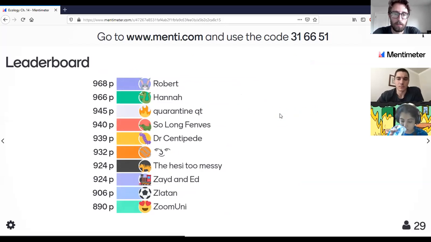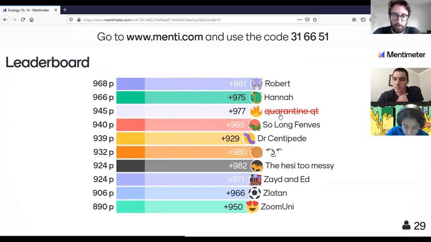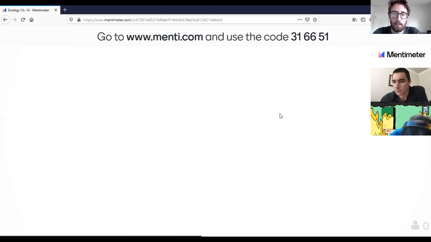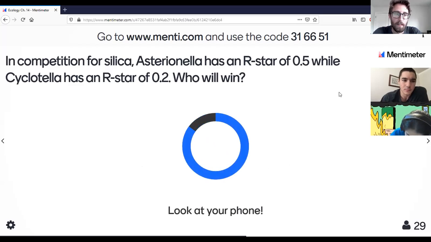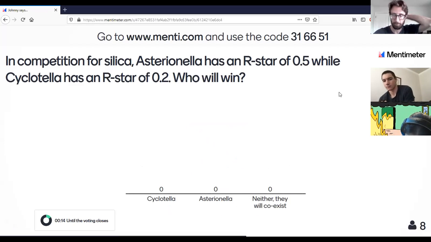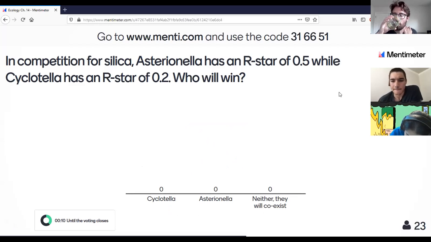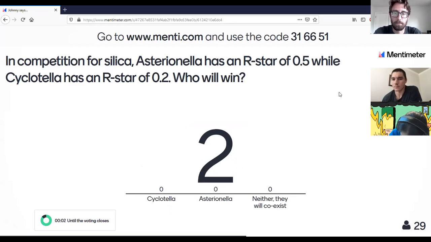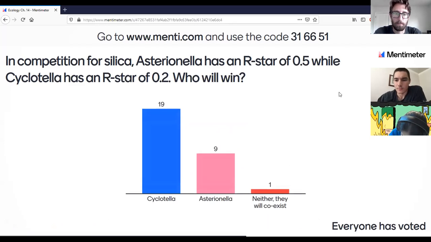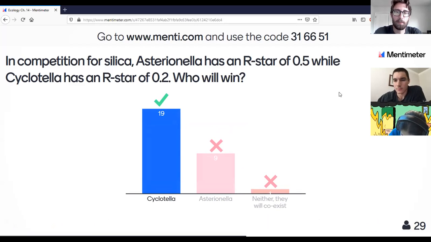All right, next question. In competition for silica, Asterionella has an R star of 0.5, while Cyclotella has an R star of 0.2. Who will win? Yep, it's going to be the lower R star. You can think of R star as the ability of the organisms to survive on the lowest levels of the nutrients, and whichever has a lower R star is going to win in pairwise competition. So yeah, Cyclotella, lower R star, it's going to win.